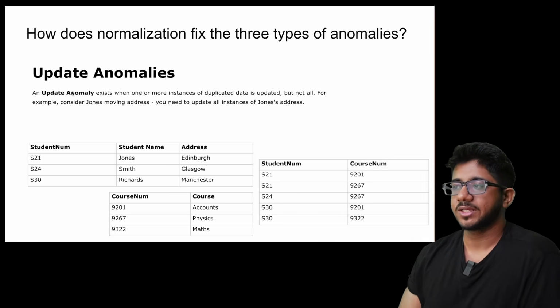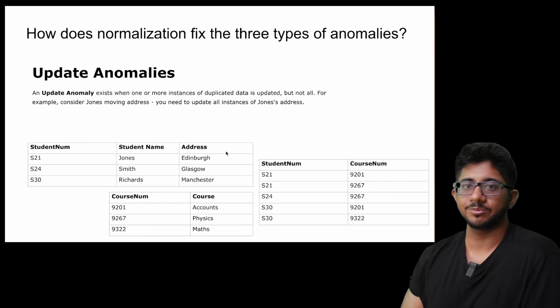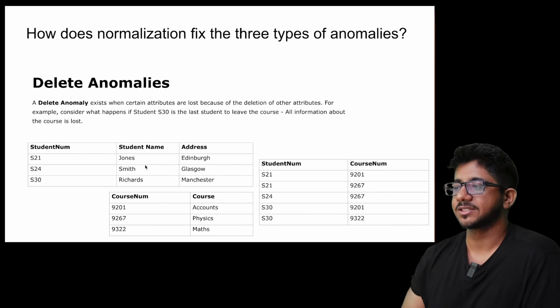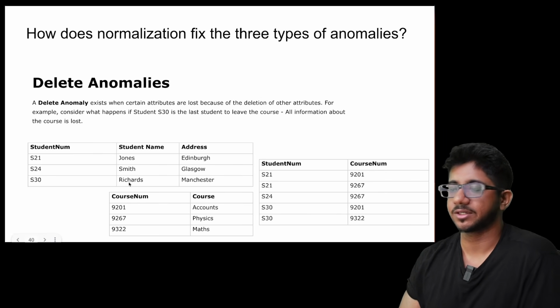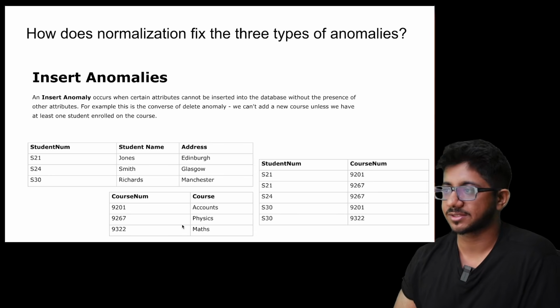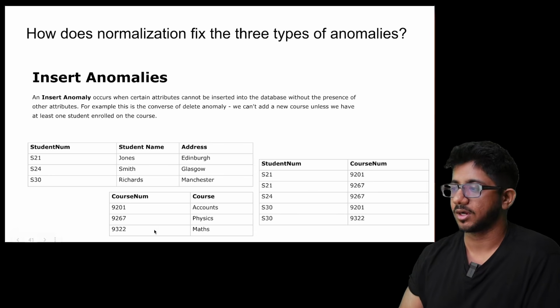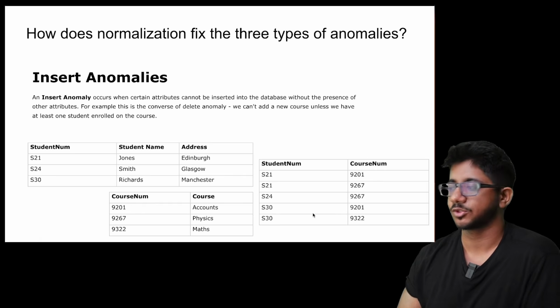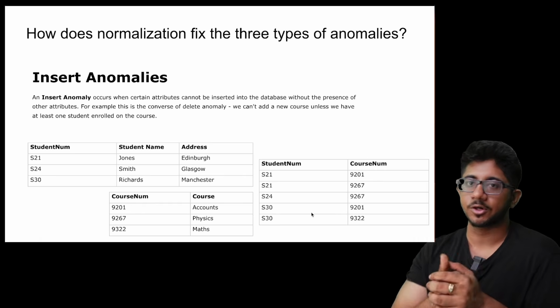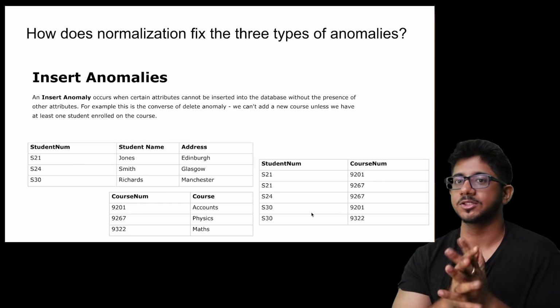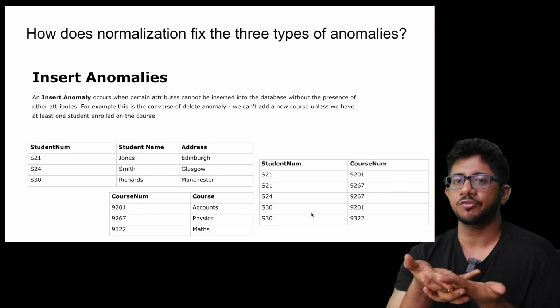Like update anomaly, if you want to update the location of Jones, you just update here. You don't need to do it on all rows. If you want to delete a certain thing, like if you want to delete the student 30 Richard, now you don't lose the information of maths. Now you can insert a new subject without even introducing a student in that. So all these problems got solved if you normalize the tables properly. So that's the basic funda of how to normalize and stuff.